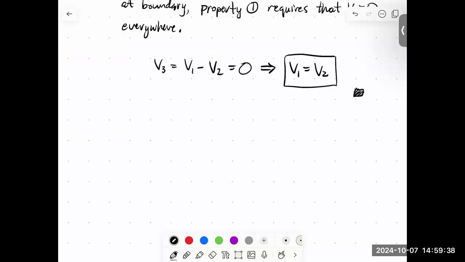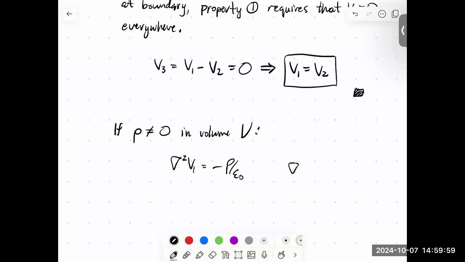We can extend this a little bit, and we could say if rho is not equal to zero in the volume V, so that's that script V, then we would say, well, okay, in that case, it's not Laplace's equation that we have to work with, it's Poisson's equation.